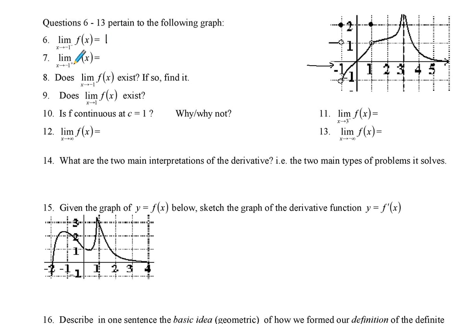As x approaches negative 1 from the plus, so as you come into negative 1 from the positive side, here the function is going down, getting closer to y equals negative 1. And then, does the two-sided limit exist? If so, find it. No, it does not exist because the one-sided limits are not equal. 1's not equal to negative 1.